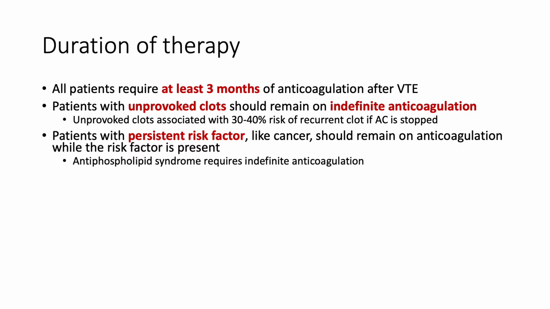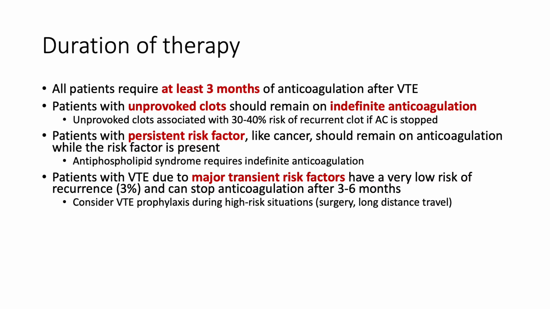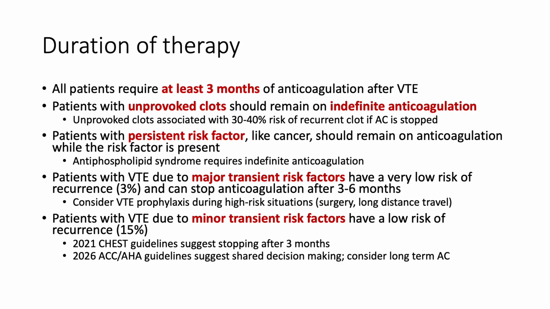Patients who have a persistent risk factor, like cancer, should remain on anticoagulation as long as that risk factor is present. So if they do have cancer, we keep them on anticoag until their cancer is in remission. If they have antiphospholipid syndrome, that's going to require lifelong anticoagulation. Patients with a blood clot due to a major transient risk factor like surgery have a very low risk of recurrence, about 3%. And so you can stop their anticoagulation after 3 months. And then if that patient's having a high risk situation in the future like surgery, you would use prophylaxis to try to prevent a blood clot.